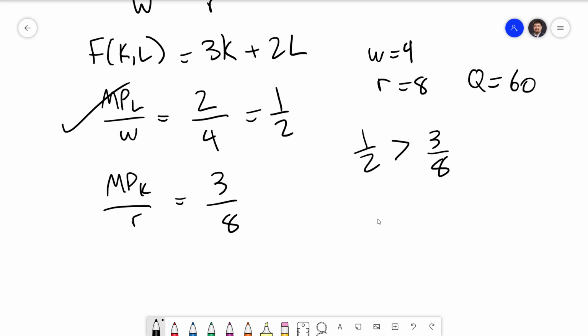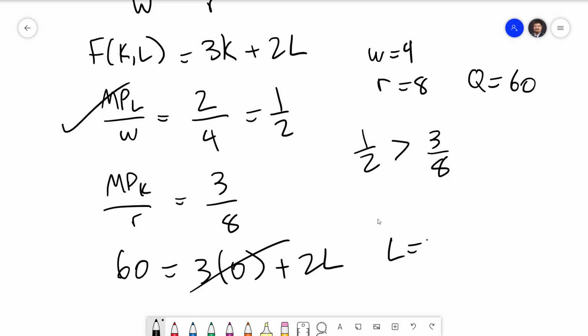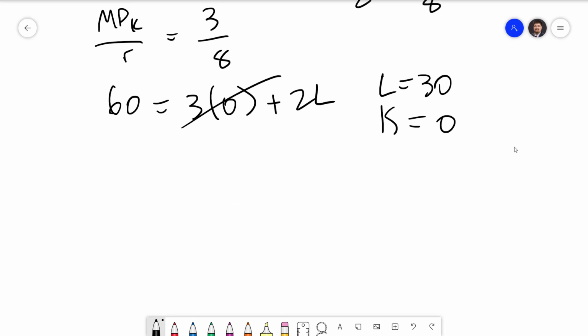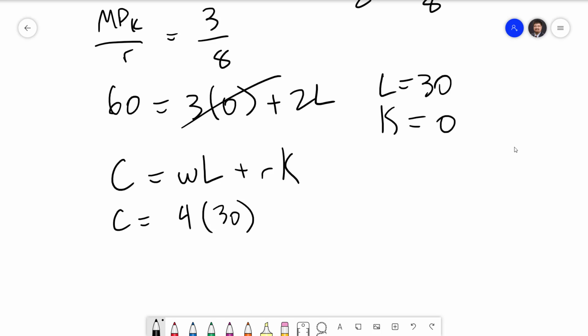This means we're going to use all labor. So we have 60 equals 3 times K, which is 0, plus 2L. Divide both sides by 2, and that's going to give us L equals 30. We, of course, know that K is 0. To calculate the total cost, we have C equals WL plus RK, and we're going to just plug in the numbers. So what we have is 4 times 30 plus 8 times 0. That comes out to 120.